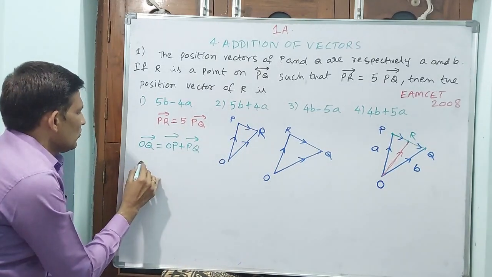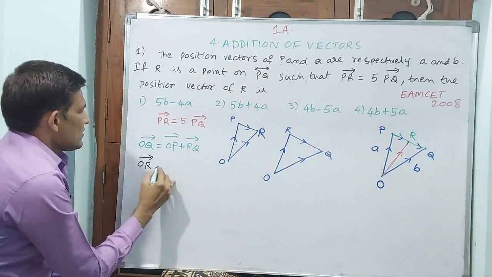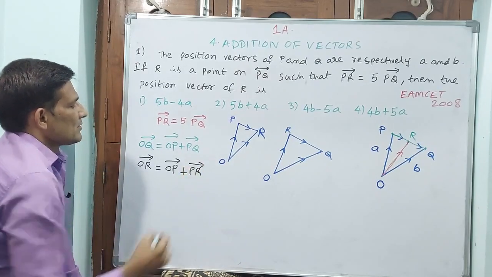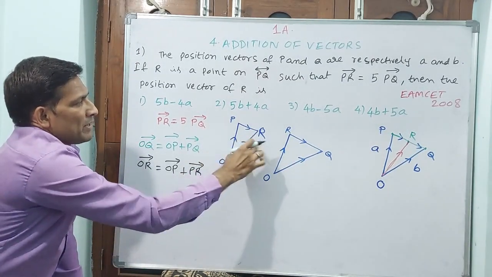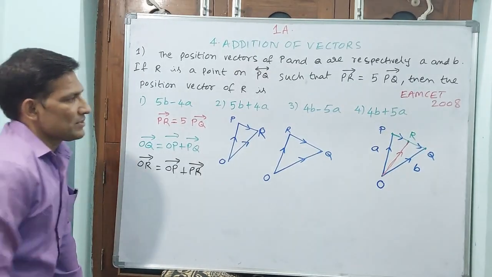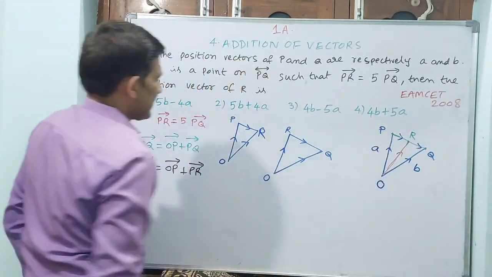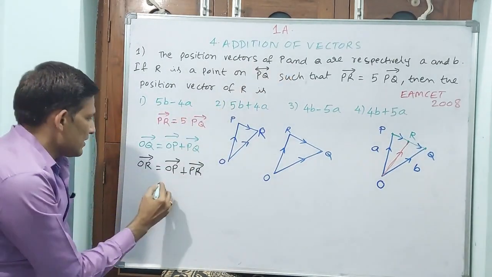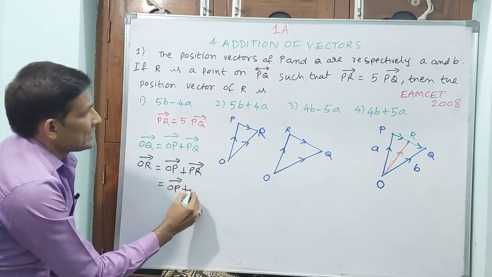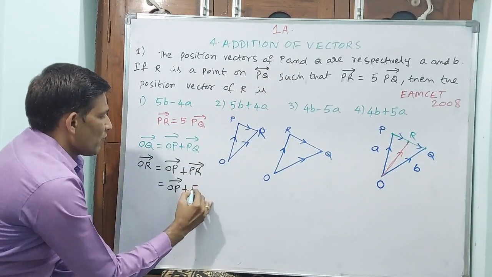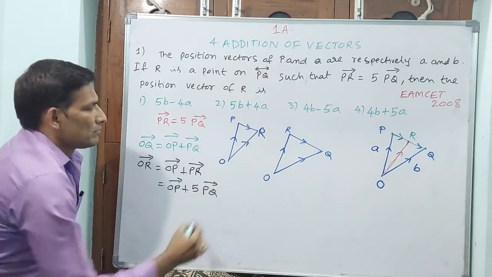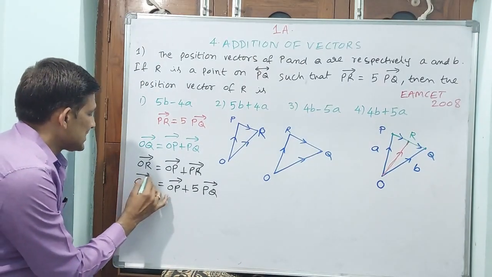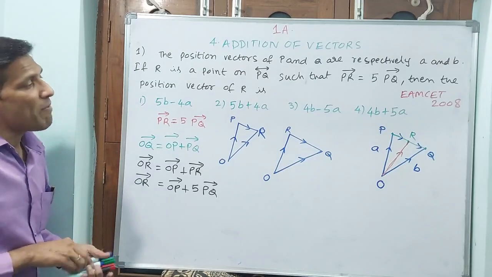OR is equal to OP plus PR. Is it correct? Yes, definitely correct. Why? Because OP plus PR is equal to OR, the same thing we have written. Now wait, is there PR? Yes, definitely. Then you write that one. OP plus PR is how much? 5 times PQ. Is it okay? Definitely okay. What is this? This is the position vector of R.